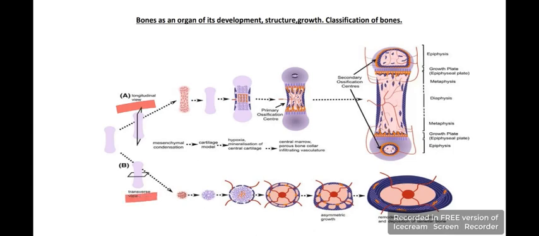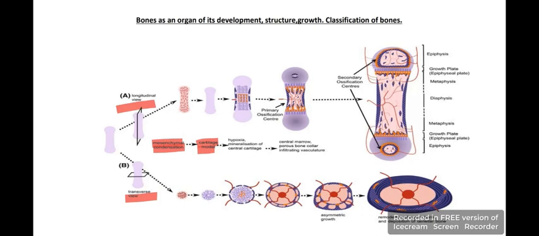Okay, now the first important thing is mesenchymal condensation, then cartilage is formed, and then bone is formed. This is called endochondral ossification. There are two types of ossification: one is intramembranous and one is endochondral. Now this is endochondral ossification, the process of ossification.